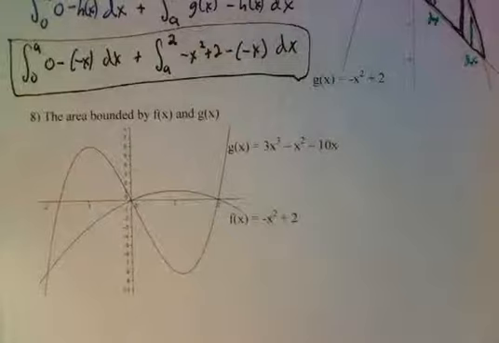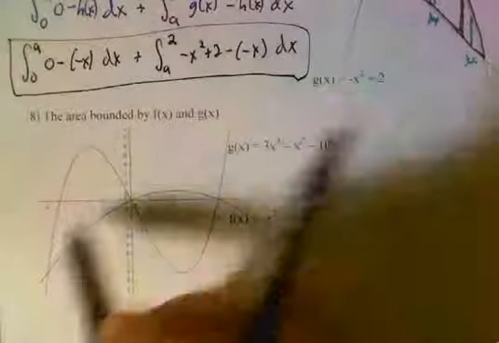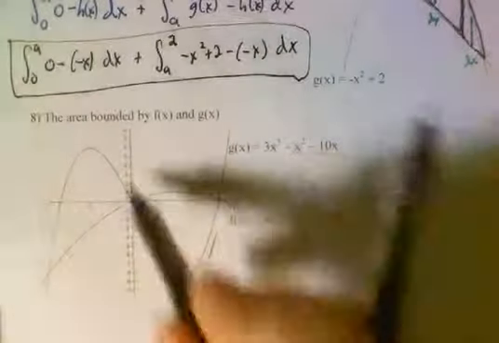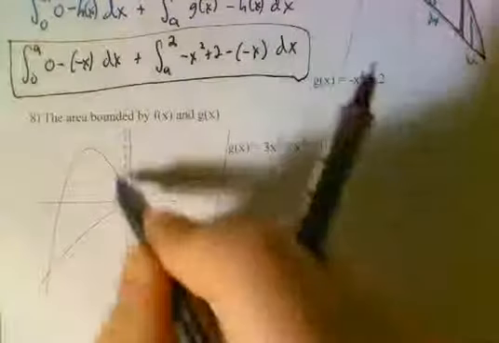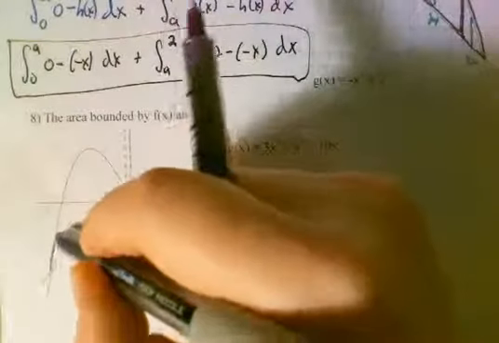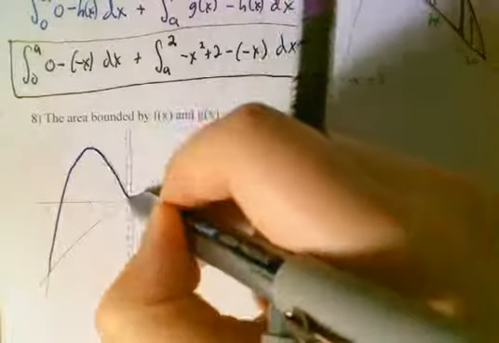The same idea is right here. We want the area bounded by f of x, that's this curve, and g of x, that's that curve. But notice how there are two different areas. Over here, g of x is on top. Over here, f of x is on top. So I'm going to mark those in two different colors.